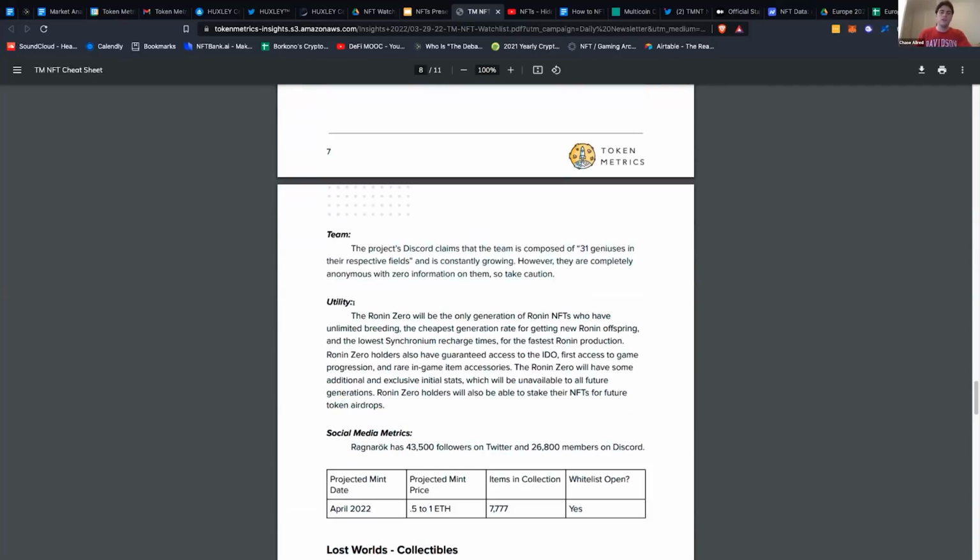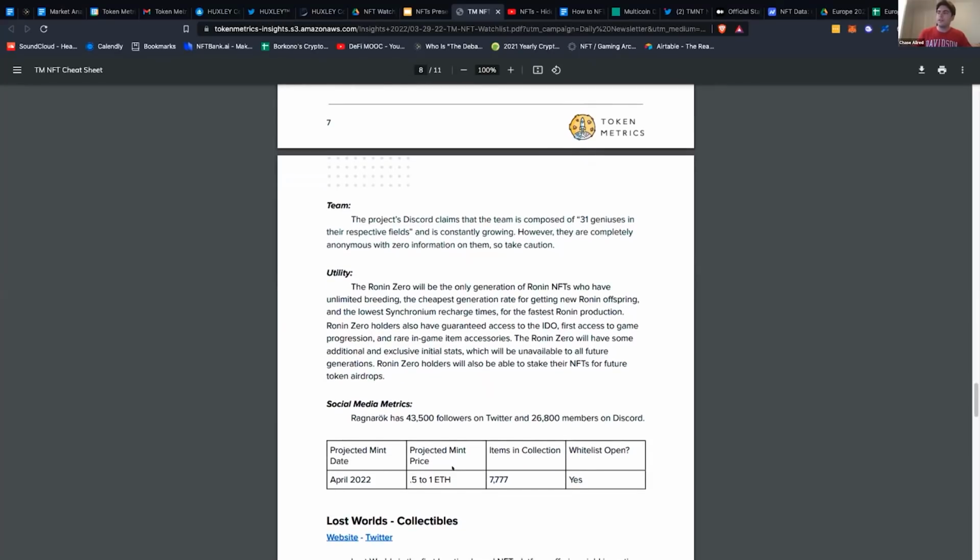We talk about the utility of holding the NFT. Is it going to earn you yield on some type of token? Will you get access to an in-person event? You might get a physical merch drop. All of these things are very common in the NFT space. And then we also like to look at the social media metrics, because community is very important in NFTs, and Bored Ape displays that better than anyone, I would say. As well as the projected mint date, mint price, items in the collection, and the status of the whitelist. Is it closed? Have they filled all the spots, or is it open?